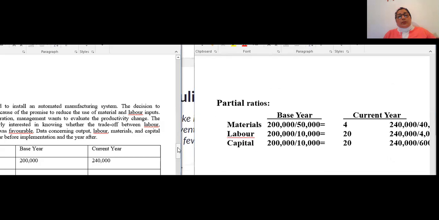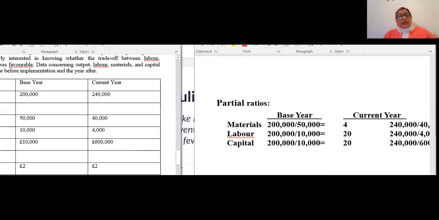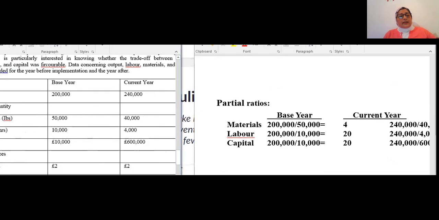To calculate the partial productivity ratios, it's very important to let you know that we will do it for the 2 years separately. So we will do a partial productivity ratio for each item or for each input. So we calculate one for material, one for labor, one for capital, based on the inputs available to you. And then we do the same for the following year. So for each input, we are going to calculate the partial productivity ratio over 2 years.